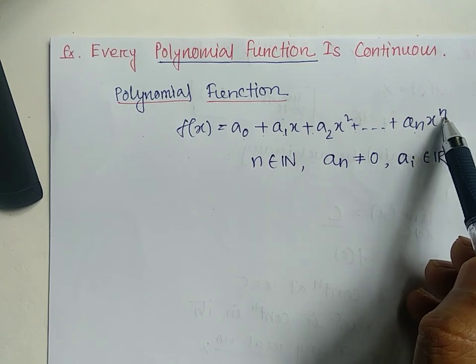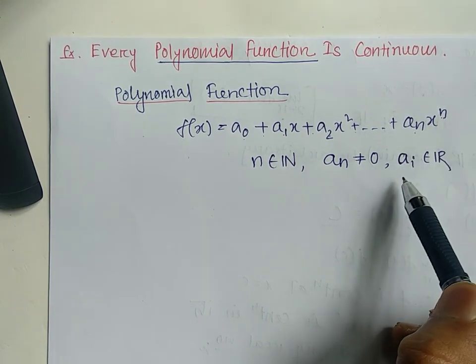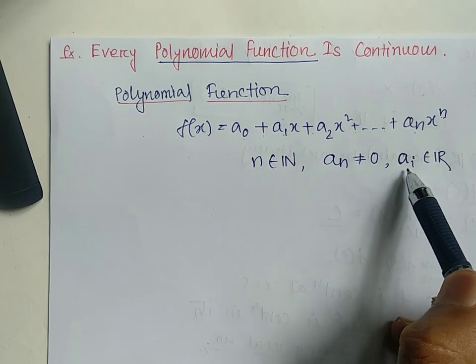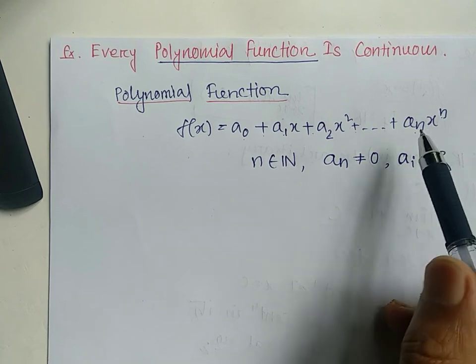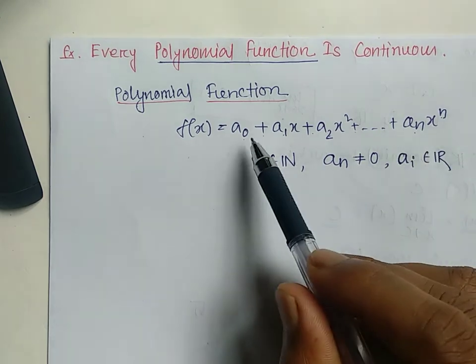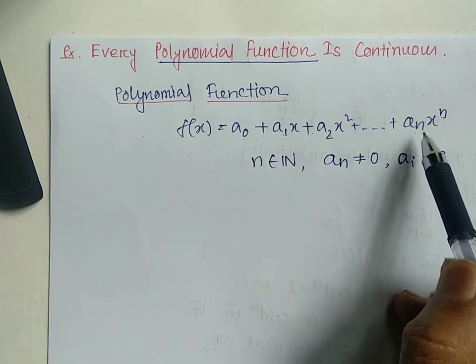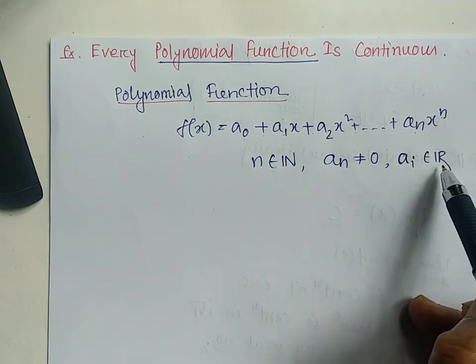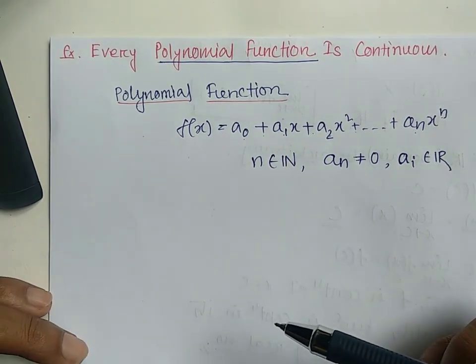When you say polynomial of degree n, then the value of an can never be 0, and the ai, that means the coefficient of each and every variable, should be a real number. The ai's, that means maybe a1, maybe a2, maybe a0, maybe a3, maybe up to a5, a100, whatever it may be, should be a real number. So we have got a polynomial function. Now we'll try to discuss the continuity of a function.